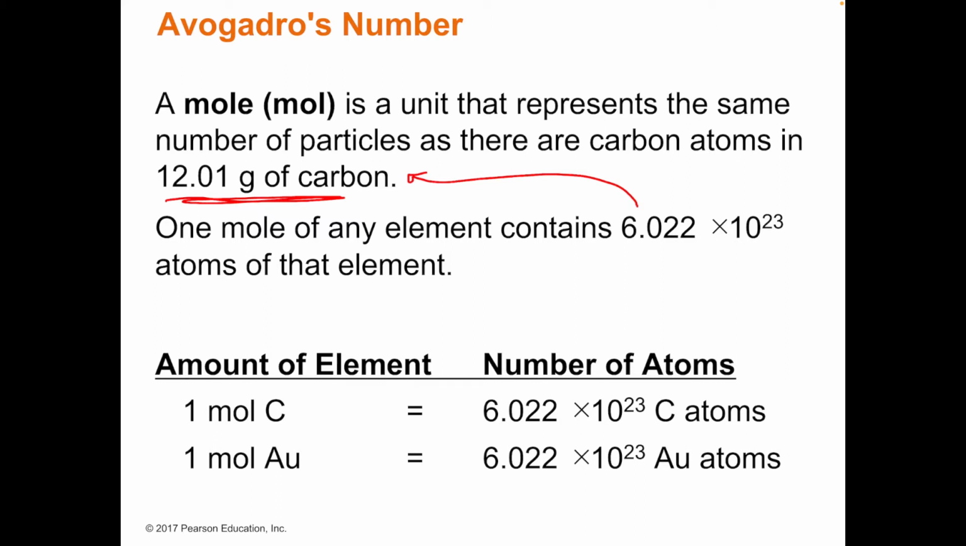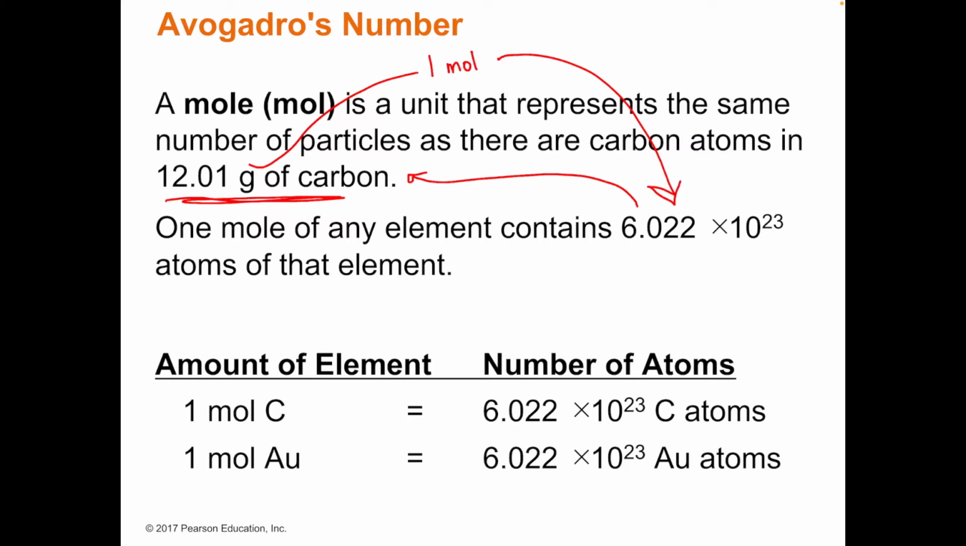And what that means is, okay, we know 12.01 grams of carbon, that's the molar mass, right? So that is equal to 1 mole. And it is also equal to 6.022 times 10 to the 23rd atoms. So as you can see, we're starting to get some conversion factors here, right? The mass of carbon will equal 1 mole. 6.022 times 10 to the 23rd atoms of carbon is equal to 1 mole. And so we're going to start using these in order to do some calculations as we move forward.